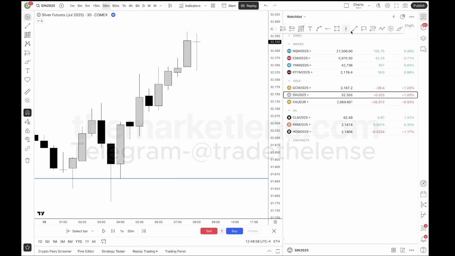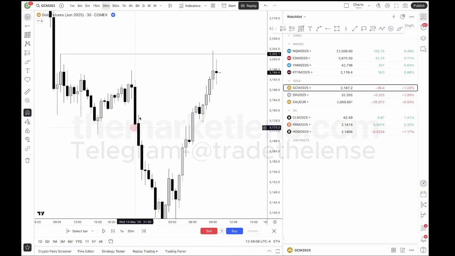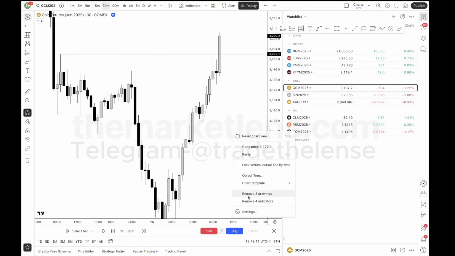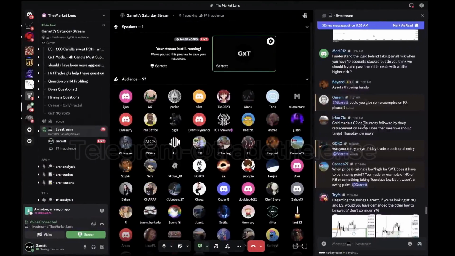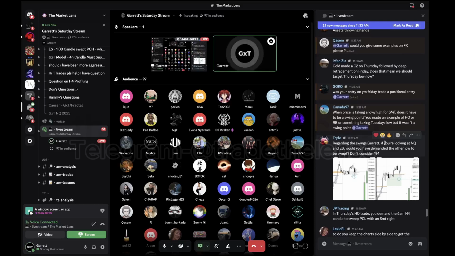Right, so here you see higher high, higher low. You know, it's going to take some time to train your eyes, but this is what I'm targeting. It's these fair swings just above the daily open. Boom, that's my trade. Very simple, right? That's some insight into why I traded that day when price is taking a low high for SMT.